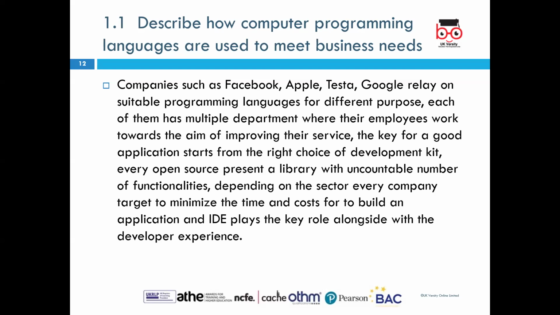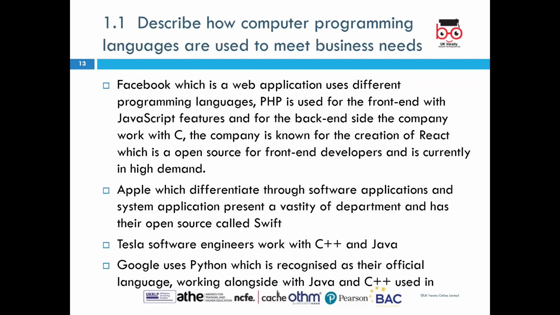So this is not a straightforward process where they just start coding and realize which one is the best programming language. They always start, and with continuous improvement and work, they understand which programming language is most suitable for them. So we have examples here. We can see that Facebook, which everybody knows is an application software, is programmed with the use of PHP for the front end and JavaScript features for the back end.